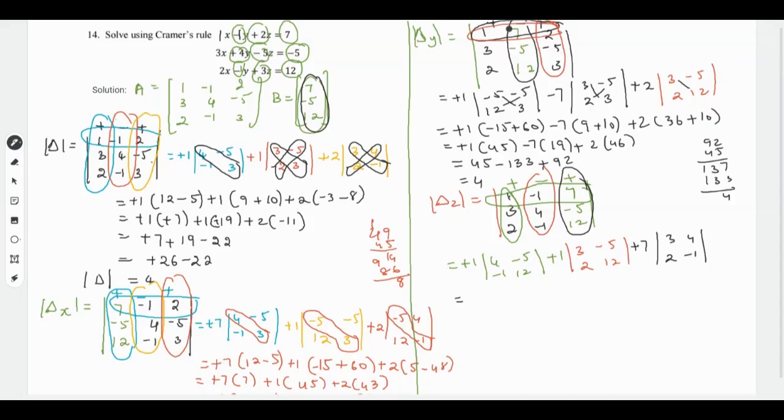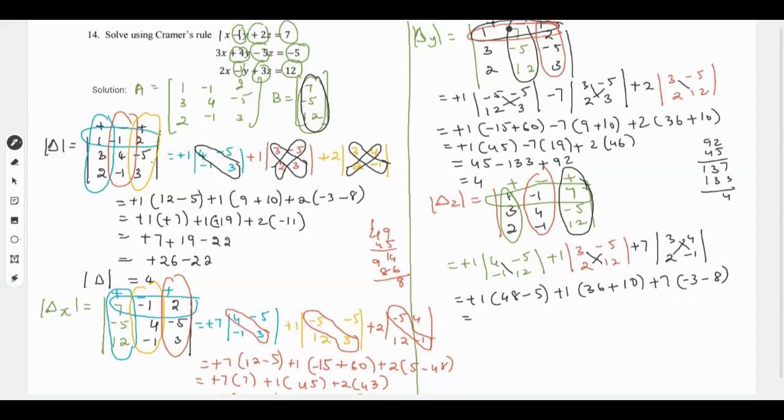Now simplify this, we get plus 1 into cross multiply. 12 into 4 is 48, minus into minus is plus, and this minus as it is, 5 ones are 5. Plus 1 into 12 into 3 is 36, minus into minus plus, 5 twos are 10, then plus 7, 3 into minus 1 is minus 3, minus of 4 twos are 8.